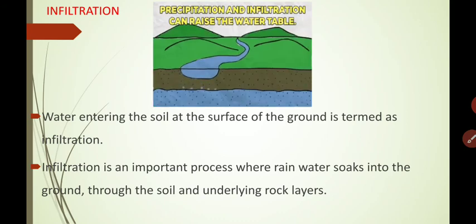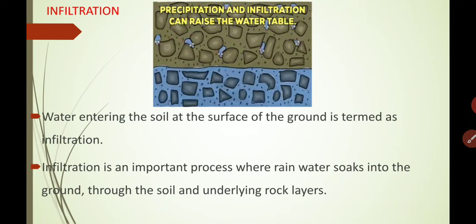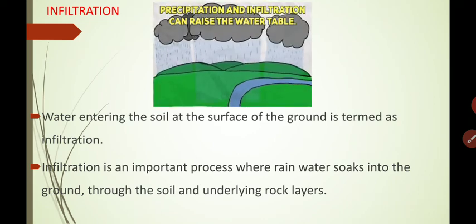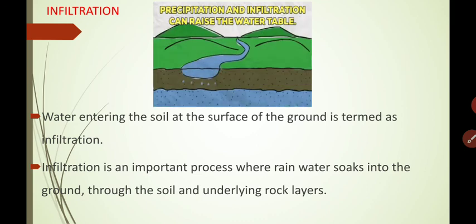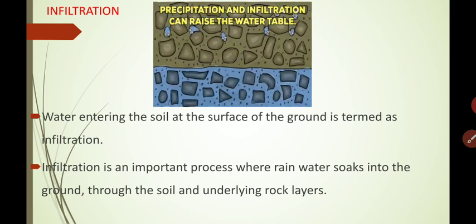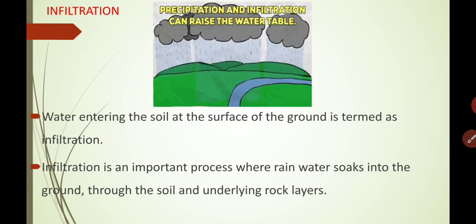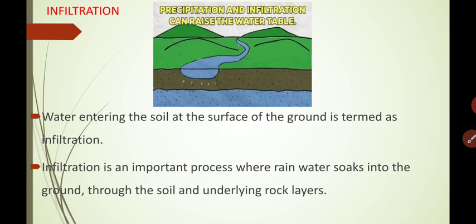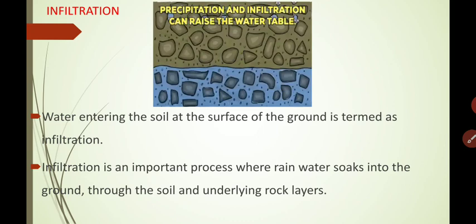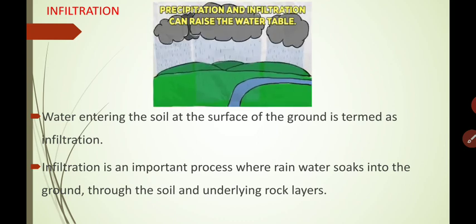Infiltration is an important process where rainwater soaks into the ground. What is soaking? This rainwater goes to the interior of the earth, soaking into the ground through the soil and underlying rock layers. It reaches the rock layers. Some of this water ultimately returns to the surface through springs or low spots downhill.